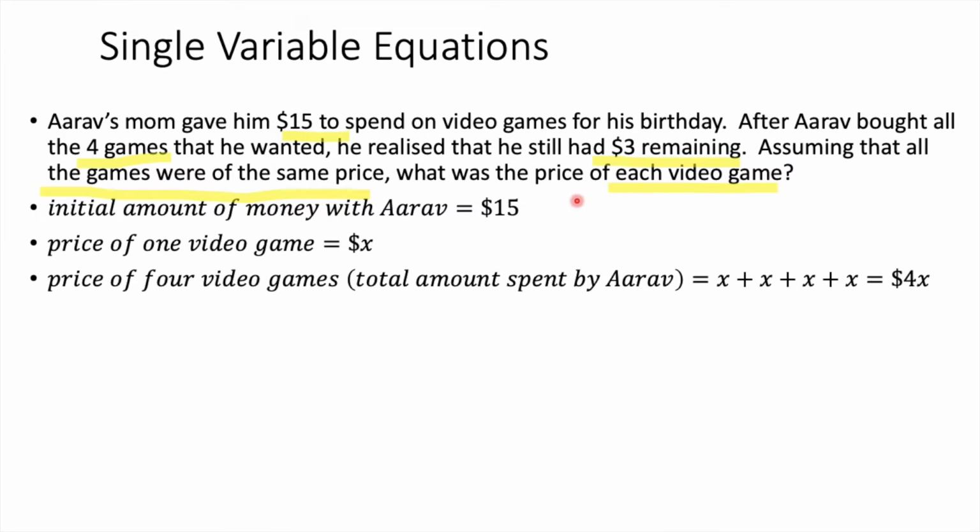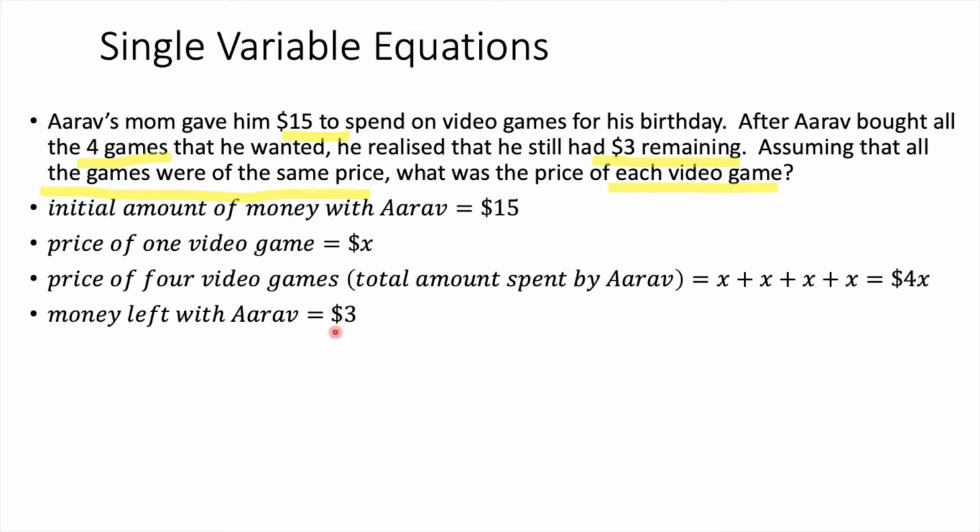The next piece of information that's provided is that after making this purchase, Arav had only $3 remaining. Let's write that information down as well. So the money left with Arav is $3. And now we are ready to formulate our equation.